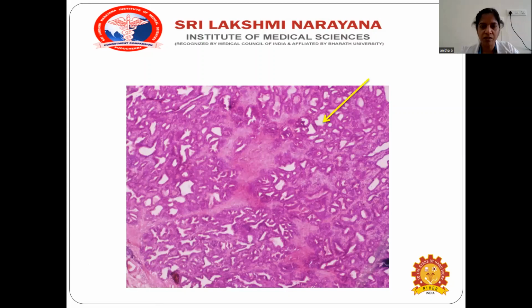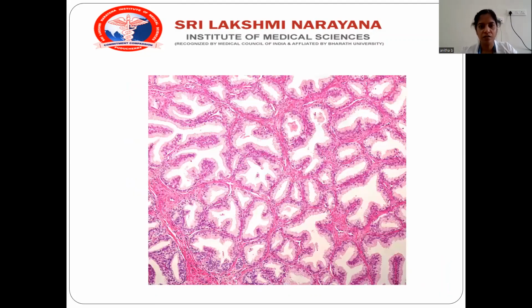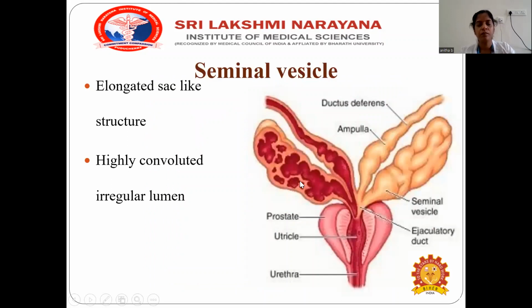So these empty spaces are nothing but the prostatic glands. Within the prostate glands, you can see the glandular part lined by simple columnar epithelium. So they are the glandular acini. This is the fibromuscular stroma. Okay, so this is also a slide of prostate gland showing the glands. These are the glandular parts, and this is the fibromuscular stroma in between. Okay, so the prostate gland is over now.